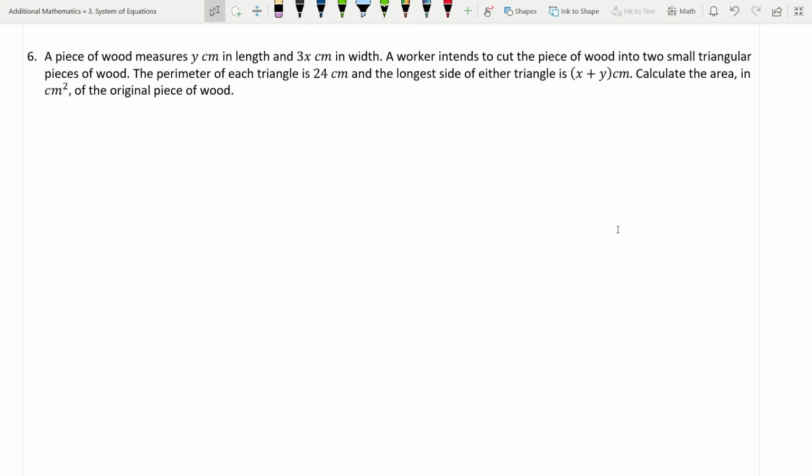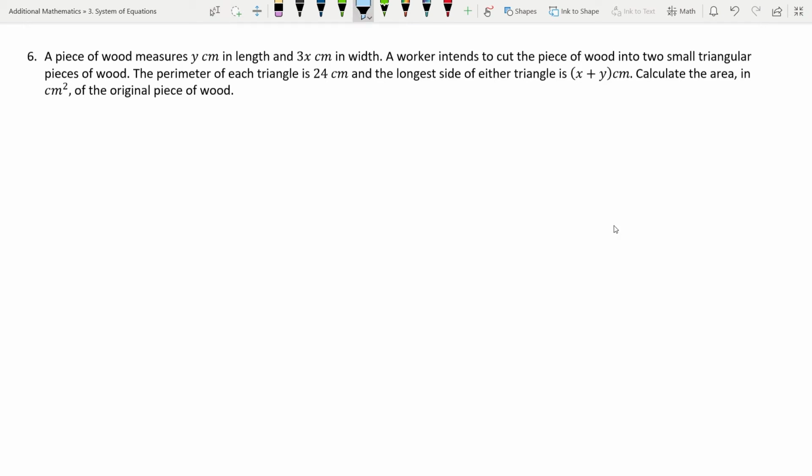Question 6. A piece of wood measures y cm in length and 3x cm in width. A worker intends to cut the piece of wood into two small triangular pieces of wood. The perimeter of each triangle is 24 cm, and the longest side of either triangle is x plus y cm. Calculate the area in cm square of the original piece of wood.